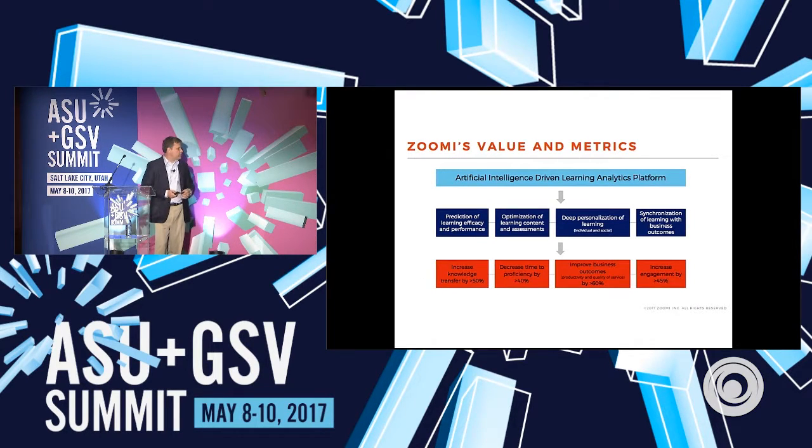Some of the metrics along the bottom are actual metrics from customers that we have. We've seen an increase using our system in knowledge transfer by over 50%, a decrease in time to proficiency by over 40%, and an increase in productivity. We're actually able to measure productivity in real time with the system, and that was an increase by over 60%.